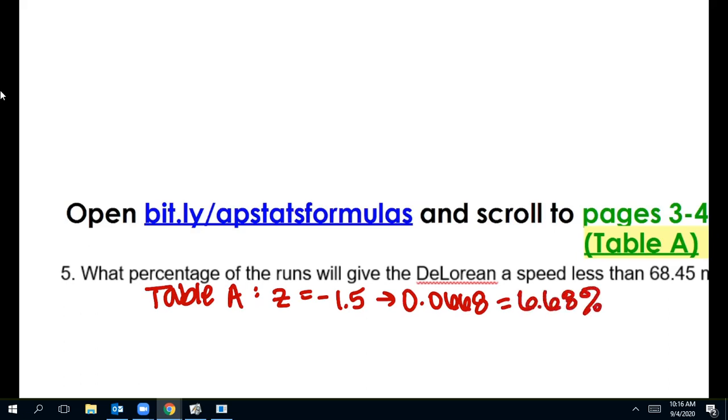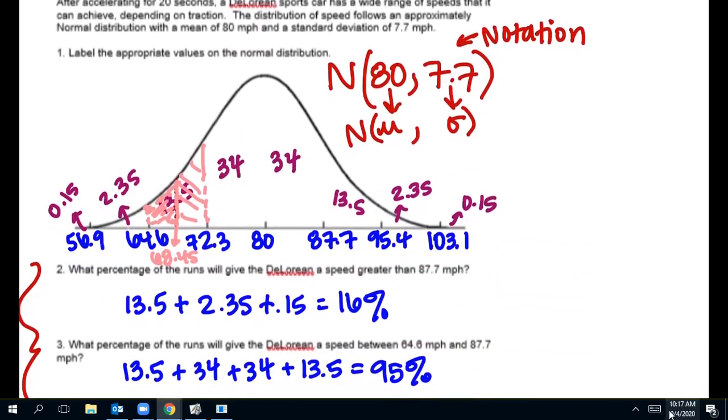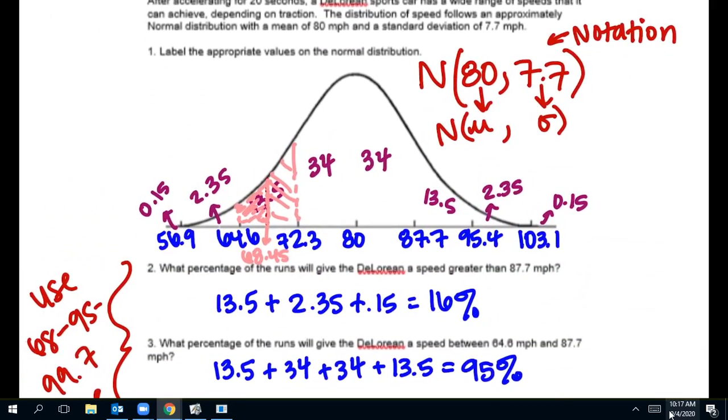So when we said 9.25, we were closer than if we had just said less than 16%, but we could get even closer with table A. So that's how you do number 5 when the z-score isn't a whole number on your normal curve label. Whenever the value's between some, find the z-score, use table A, and then get that.